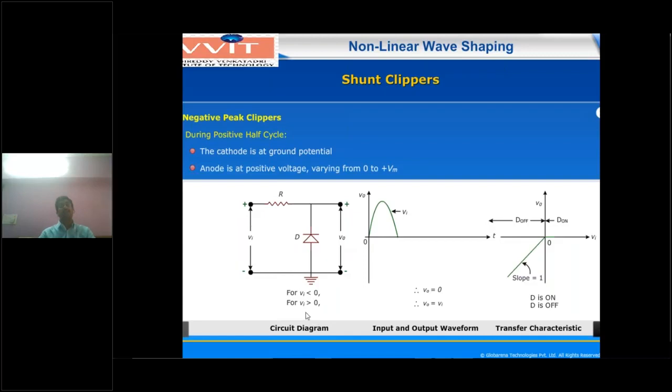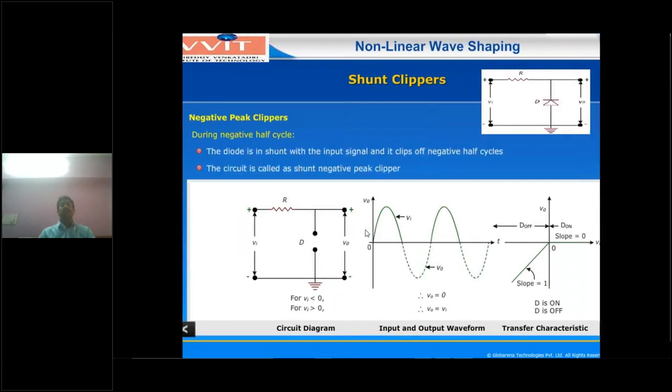And next, whenever Vi is greater than 0, that means positive peak. With a positive peak applied, the diode will be reverse biased, in off condition. Once it is off, whatever input is there, the same input is transferred to the output.